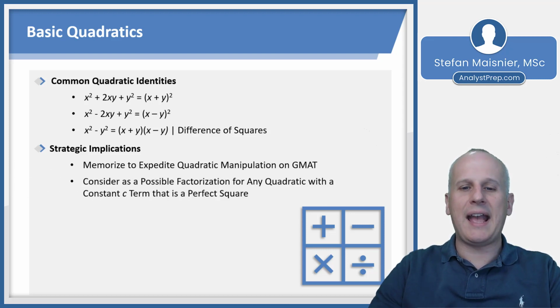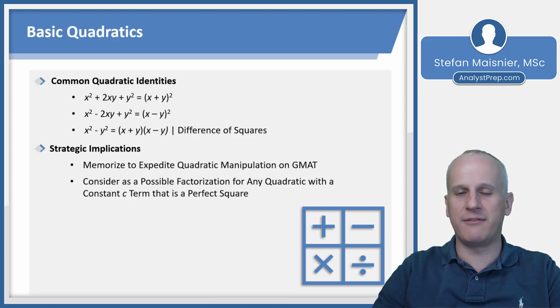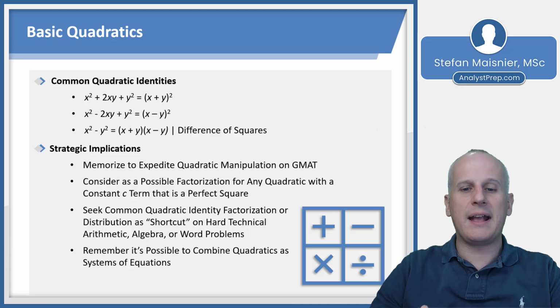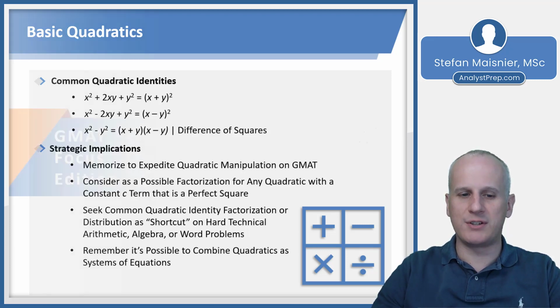Now, strategically here, you will want to memorize these common quadratic identities to expedite quadratic manipulation on the GMAT, and consider these quadratic identities as a possible factorization for any quadratic with a constant c term that is a perfect square. So, like if your constant is 4 or 25, you may say to yourself, hey, is a common quadratic identity viable here? You can also see common quadratic identity factorizations as shortcuts for hard technical arithmetic, algebra, and word problems. And remember that it is possible to combine quadratics as systems of equations as well.